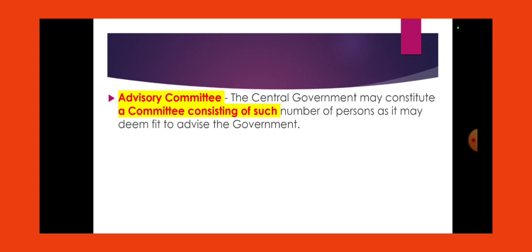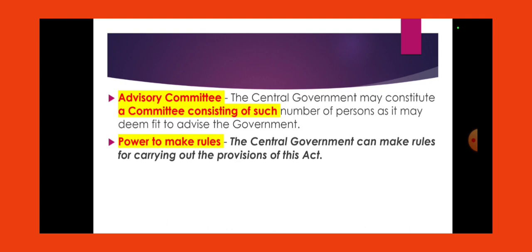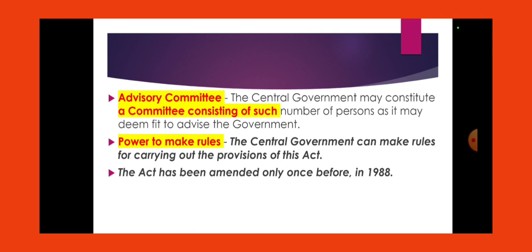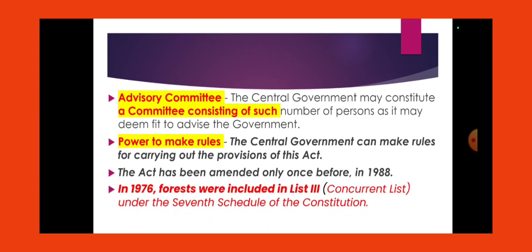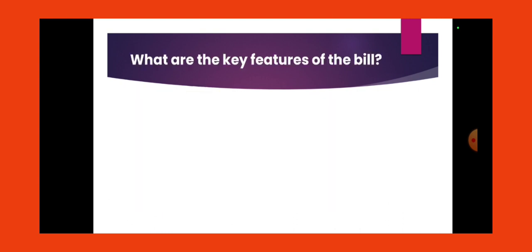Advisory Committee. The central government may constitute a committee consisting of such number of persons as it may deem fit to advise the government. Power to make rules. The central government can make rules for carrying out the provisions of this Act. The Act has been amended only once before, in 1988. In 1976, forests were included in List 3, that is the concurrent list, under the 7th Schedule of the Constitution.